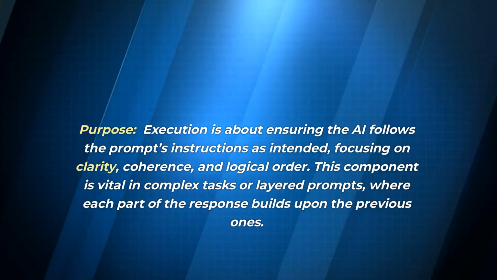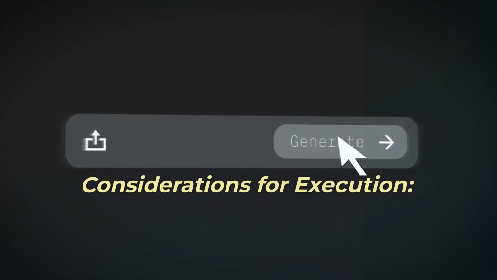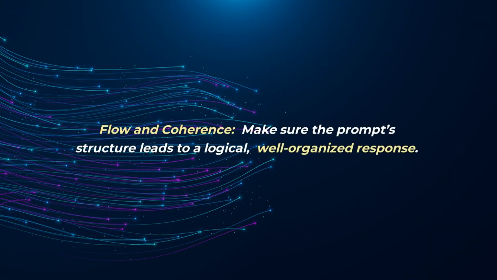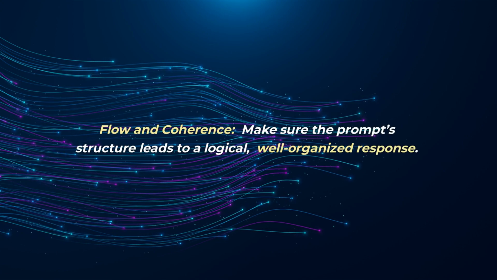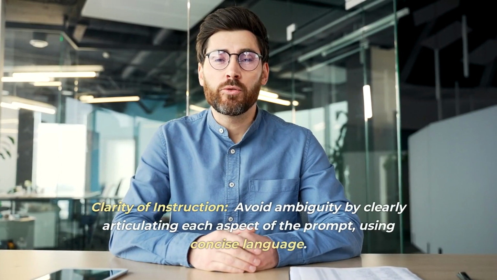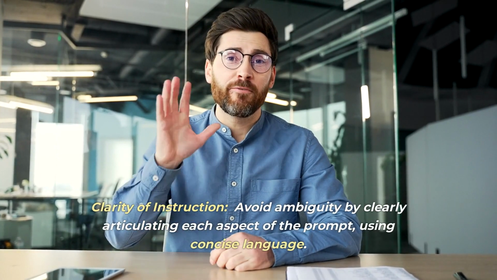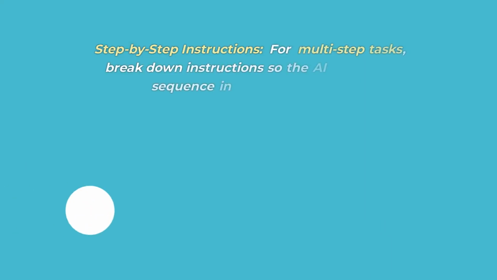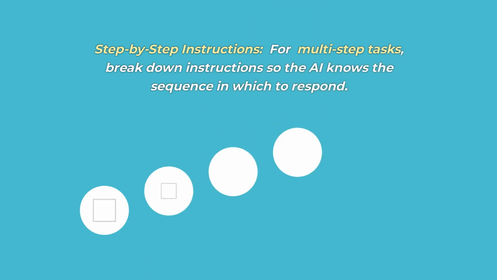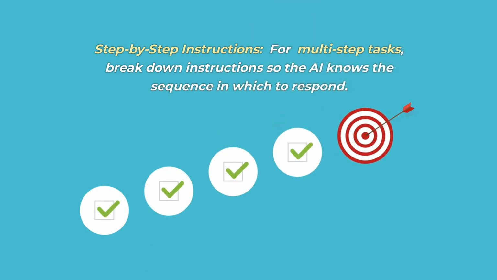This component is vital in complex tasks or layered prompts, where each part of the response builds upon the previous ones. Considerations for execution. Flow and coherence. Make sure the prompt structure leads to a logical, well-organized response. Clarity of instruction. Avoid ambiguity by clearly articulating each aspect of the prompt, using concise language. Step-by-step instructions. For multi-step tasks, break down instructions so the AI knows the sequence in which to respond.